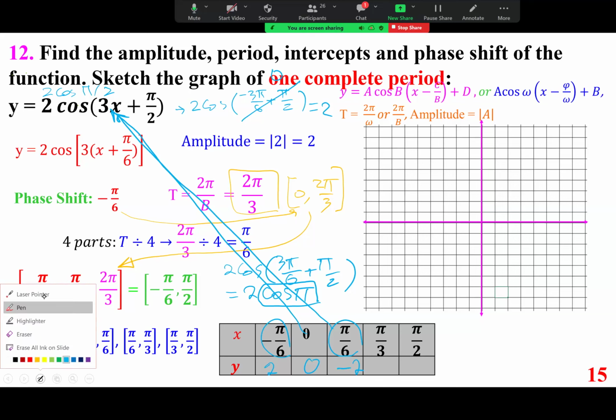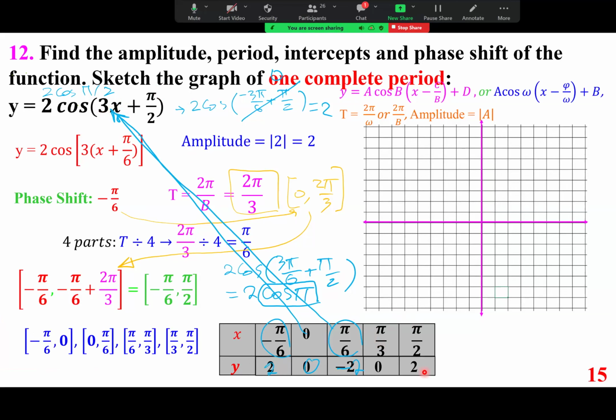Pi over 3 is very simple. If you plug in pi over 3 here, times 3 becomes pi. Pi and pi over 2 is 3 pi over 2, cosine is 0. So that's 0. If you plug in pi over 2, you multiply it by 3, you get 3 pi over 2. With pi over 2, you get 2 pi. Cosine of 2 pi is 1 times 2 is 2. So those are easy calculations. I hope you're okay with those. Let me erase my work.